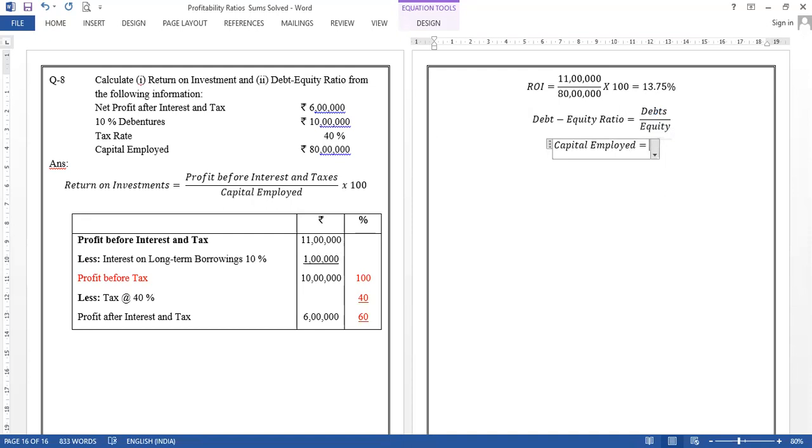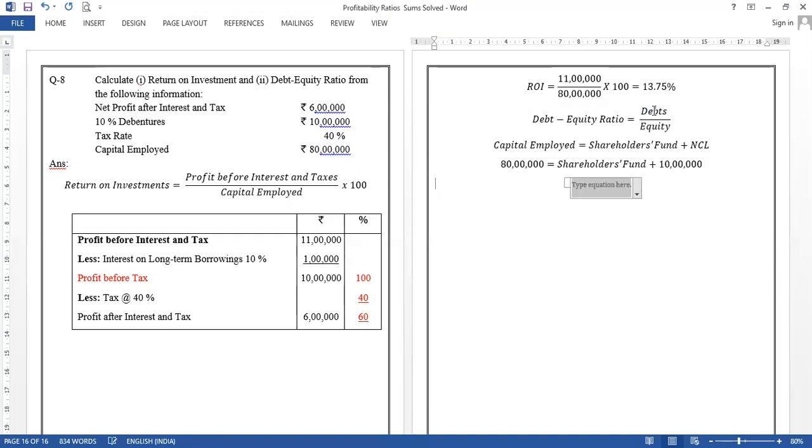What we know is capital employed is equal to shareholders fund, right, plus non-current liabilities. Let us place the values. Capital employed is rupees 80 lakhs, right? That will be equal to shareholders fund, which is not given, so let us place it as it is. Shareholders fund is nothing but equity, right? Plus non-current liabilities, we can see that is rupees 10 lakhs. Okay, so shareholders fund is equal to 80 lakhs minus 10 lakh, that will be 70 lakhs.